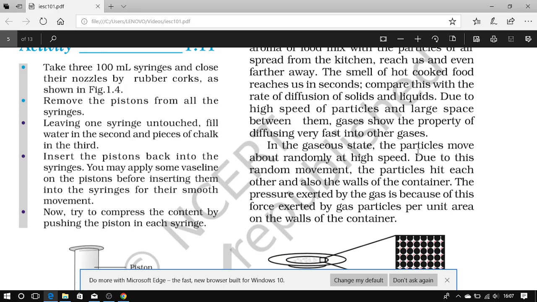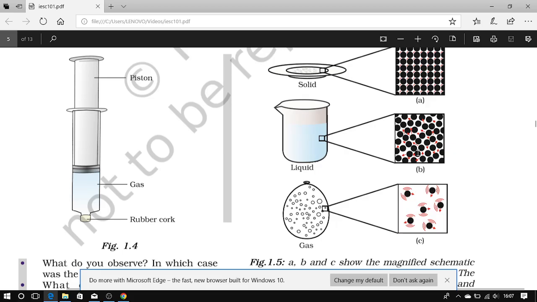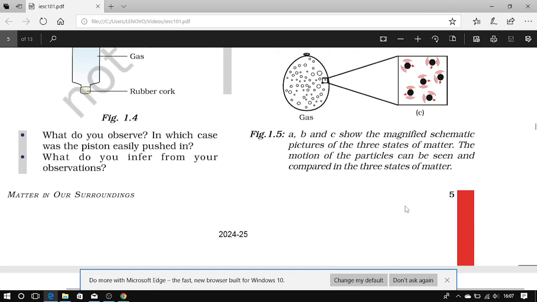The pressure exerted by the gas is because of the force exerted by gas particles per unit area on the walls of the container. So you can also see in this diagram, this is the solid, this is the liquid, and this is the gas.